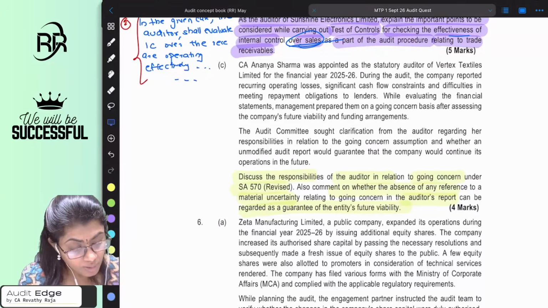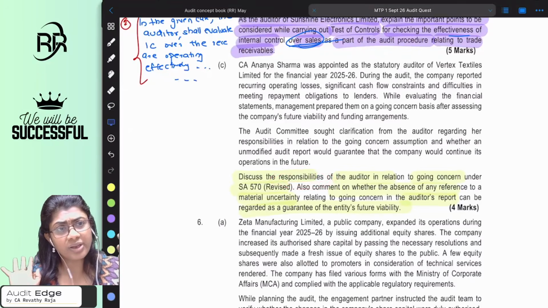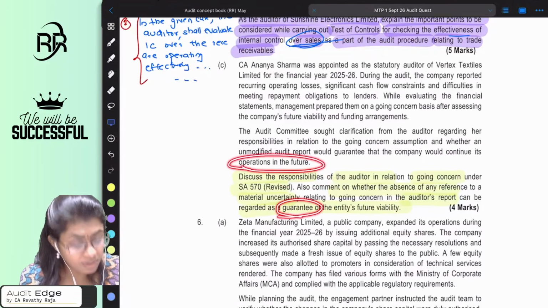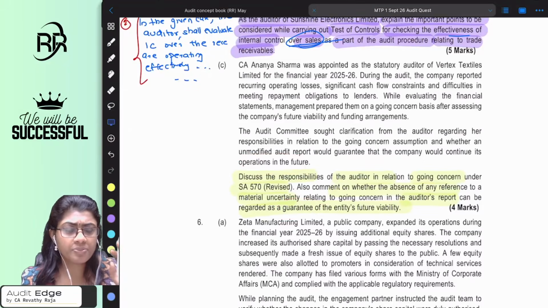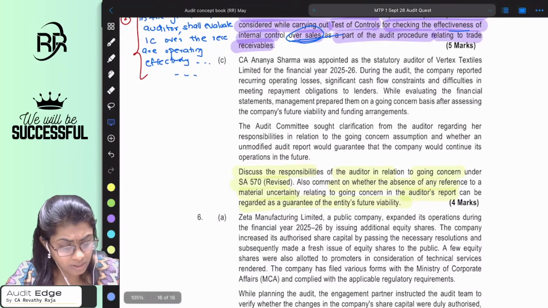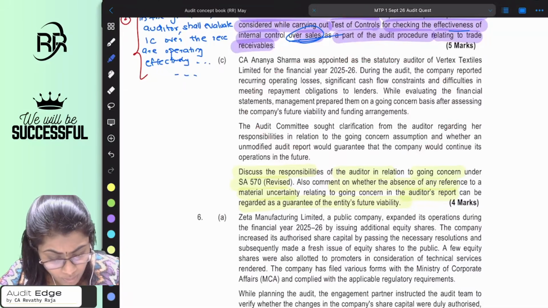So here you have to discuss the responsibilities of the auditor with respect to going concern. And one more point which you have to emphasize is whether your report is a guarantee regarding the future viability, which it is not. So it's a very direct question, but it's a case study here. Okay, so watch out for the answer.